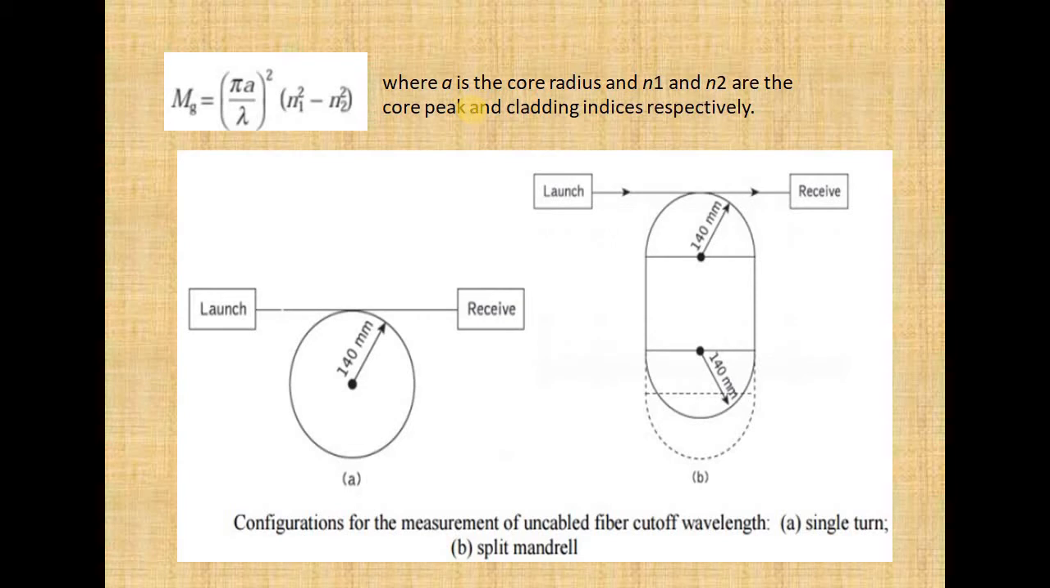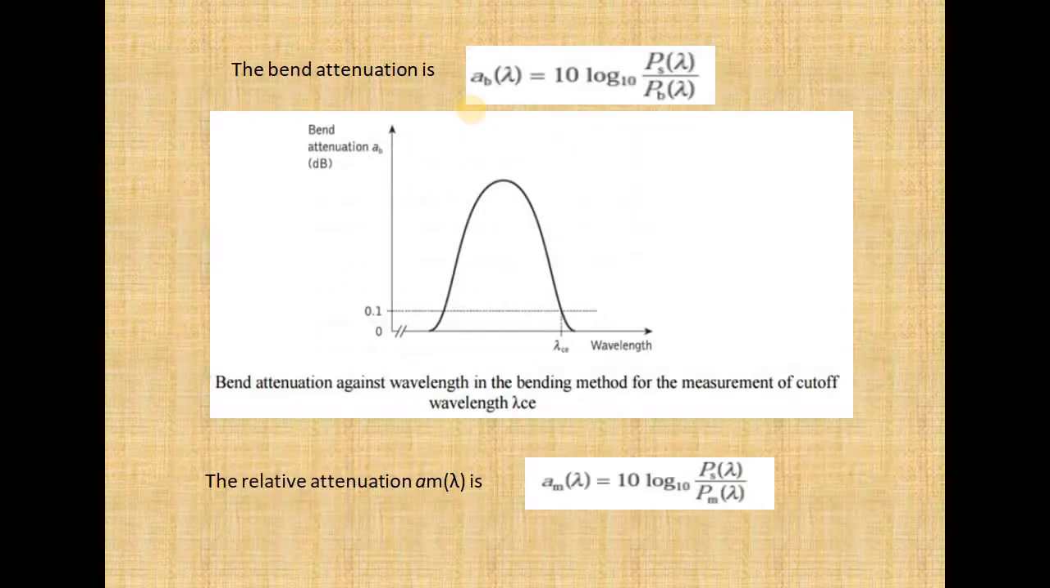We can measure the cutoff wavelength using two configurations. One is the single turn and another one is the split mandrel. In the bending reference technique, the transmitted power is measured as Ps of lambda. Here we measure the power as a function of wavelength. This corresponds to the total power including the higher order modes. And Pb of lambda is the small transmitted power which is measured at the fundamental mode.